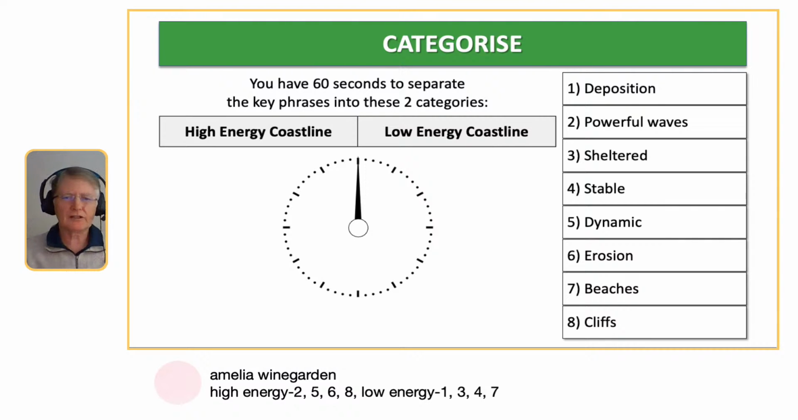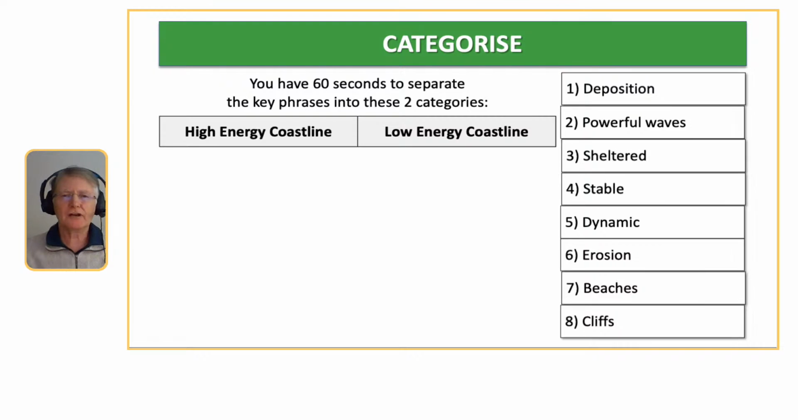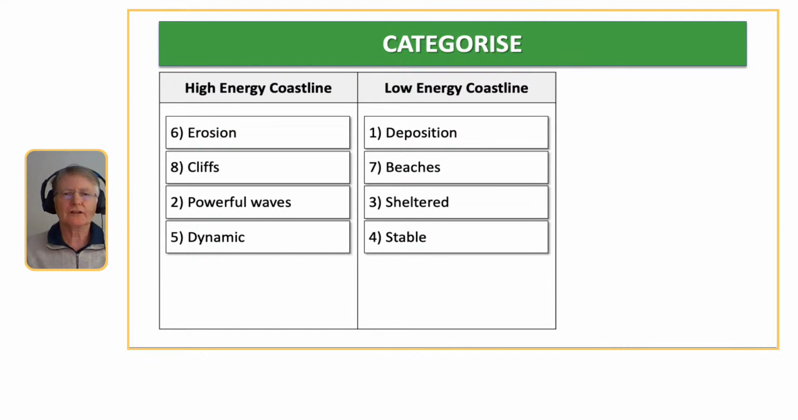Okay, well done everybody. I could see quite a few good answers coming through there. The correct answers, if we take a look at them, are as follows. So in the high energy coastline, we have 6, 8, 2 and 5, or 2, 5, 6 and 8 if you gave them the correct order of their numbers. And the low energy coastline, 1, 3, 4 and 7.